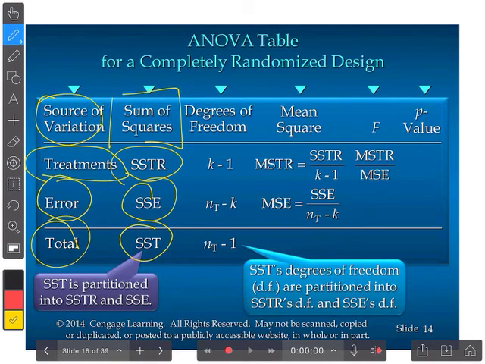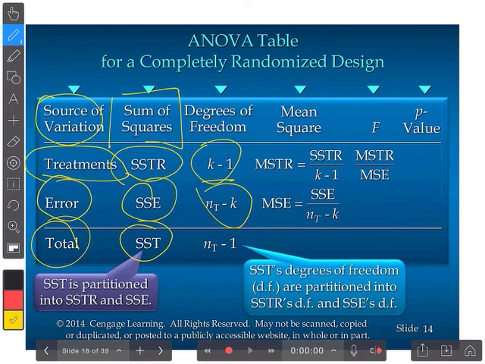The other thing is that we have degrees of freedom, which is k minus 1 for treatments, because there are 3 treatments, or k treatments, so k minus 1. And then the degrees of freedom for the error will be nT minus k. Because remember, what we're doing is adding up nj minus 1 for each of the treatments. So it becomes nT minus k.